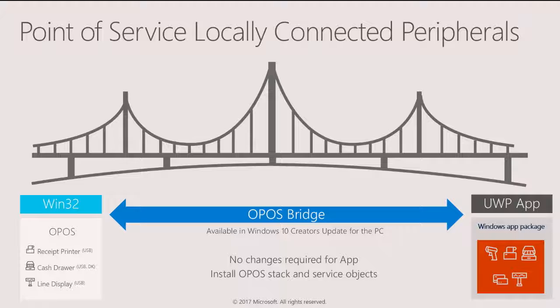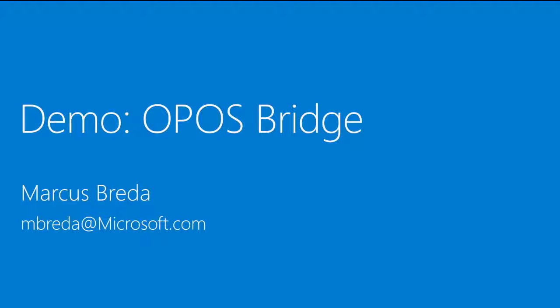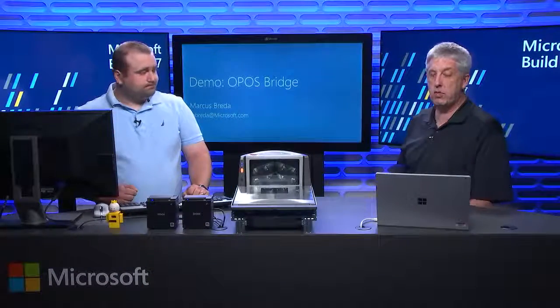With OPOS Bridge, you can access locally connected peripherals, receipt printers, cash drawers, and customer-facing line displays using our point-of-service API namespace. You simply install the appropriate OPOS components from your peripheral manufacturer according to their instructions on Windows 10 Creators Update, and your peripherals will be accessible from your application without changing a single line of code or rebuilding your application. I would like to introduce Marcus to show us how OPOS Bridge works.